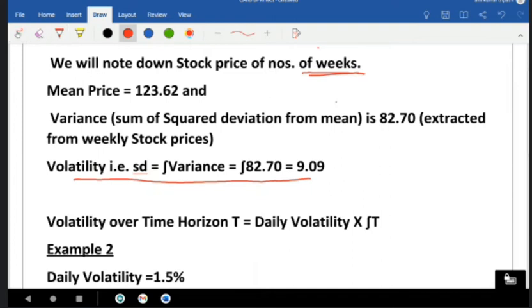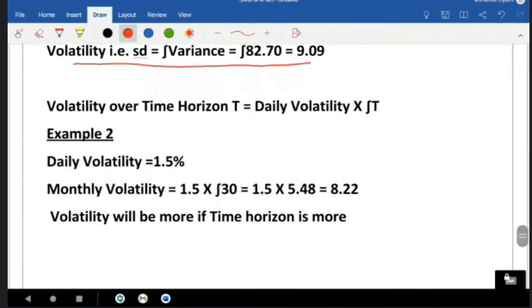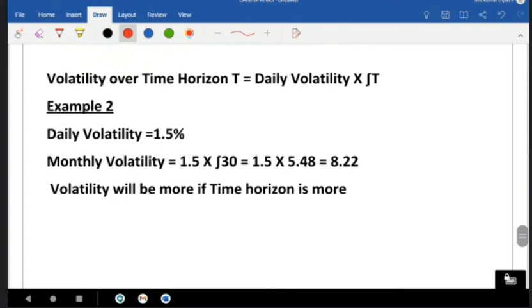Okay, now see the question here. So daily volatility is given as 1.5%. Monthly volatility is 1.5 times square root 30. That means from daily to monthly, we just multiply by square root 30. So the square root of 30 is 5.48, multiplied by 1.5, gives 8.22.